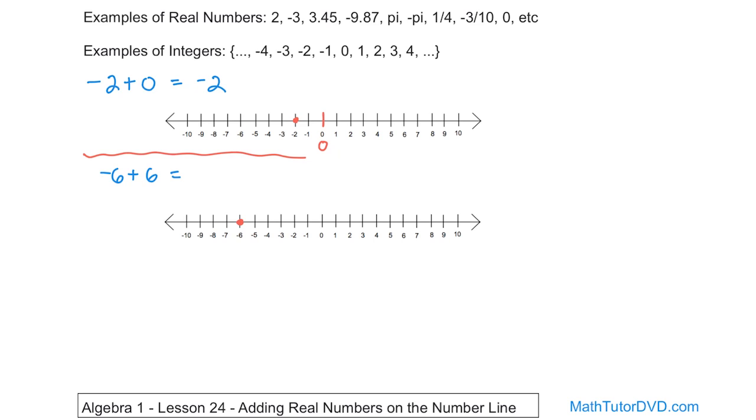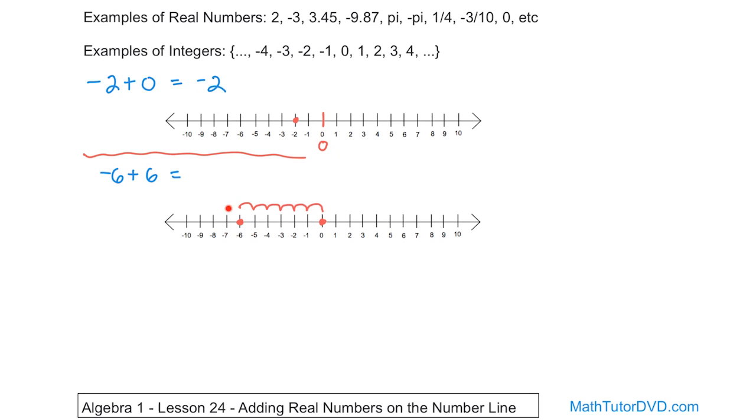And then to that negative 6, we are going to do what? We're adding positive 6. So that means we move 6 units to the right. Okay? So we'll start here and we will count 6 units from this starting location. 1, 2, 3, 4, 5, 6. Look where we ended up. We ended up at 0.